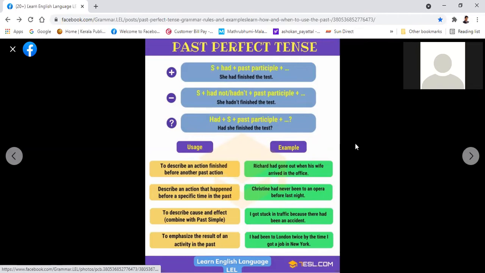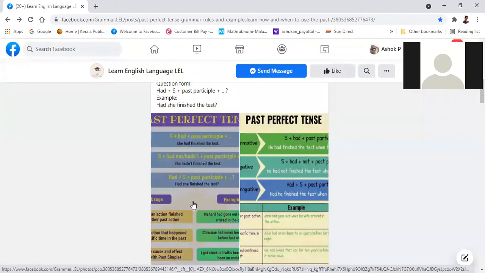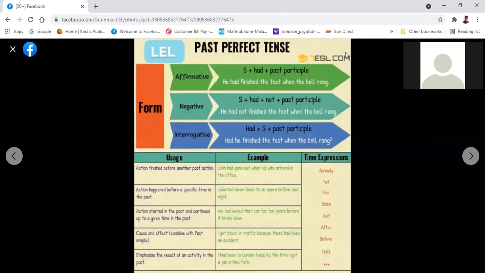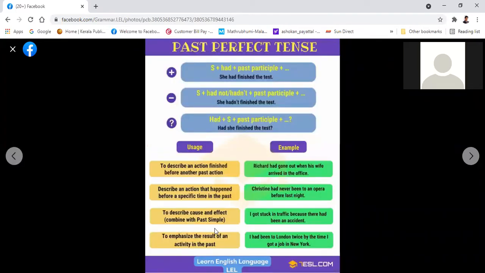So the next one you see, to describe cause and effect combined with a past simple. I got it already. I said this is just to express.